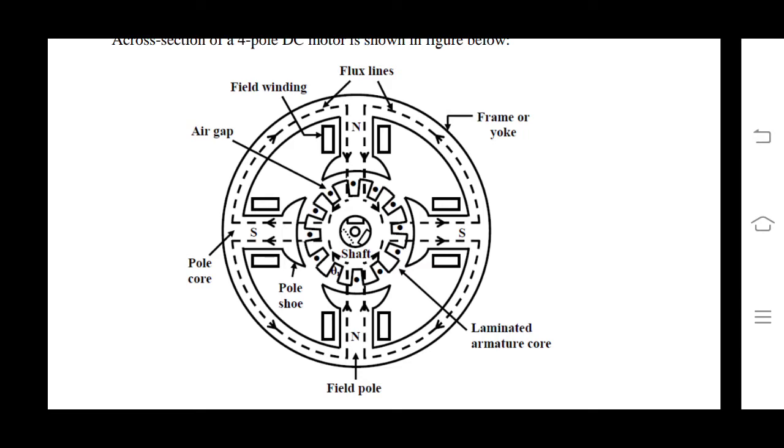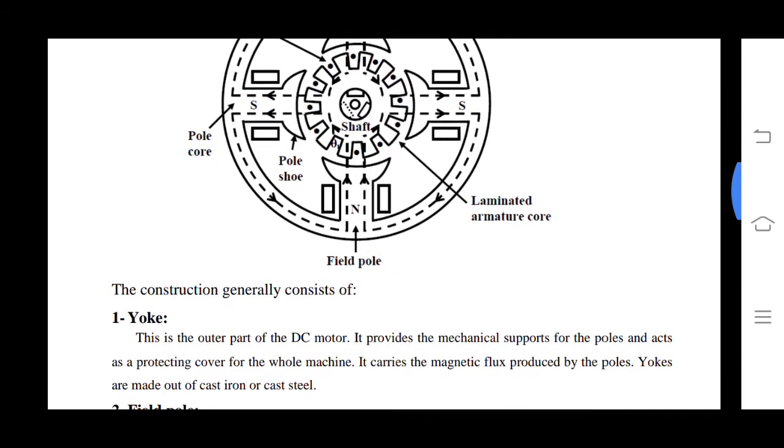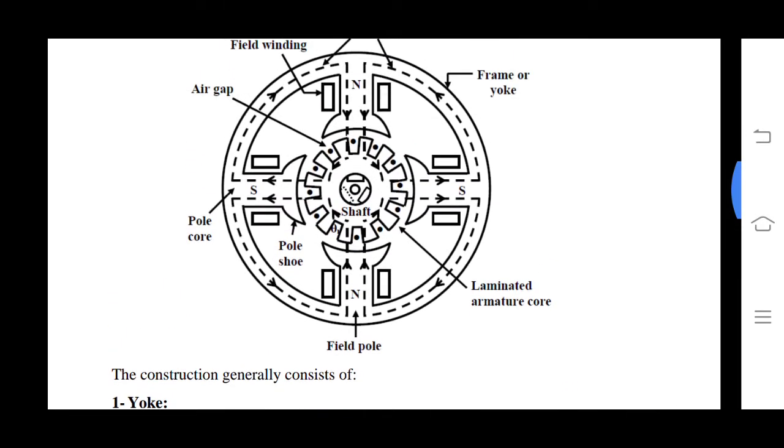See the air gap. The air gap is between stator and rotor. And the rotor is also called the armature core. Armature core is laminated. Yoke is not laminated, and pole core is not laminated, but pole shoes are laminated. So we go for a brief discussion of each part.